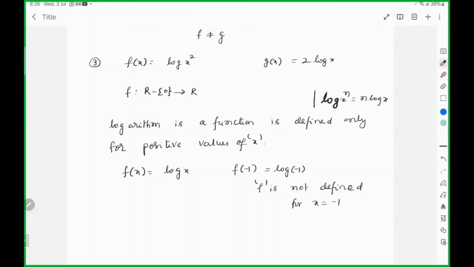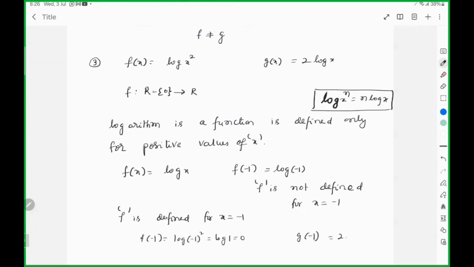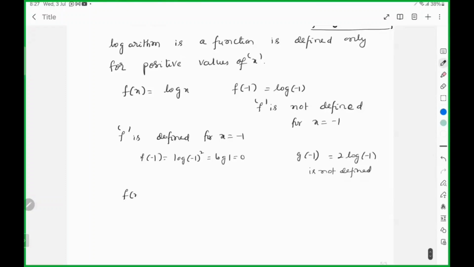Even though based on this formula they are the same, the first function f is defined for minus 1 and log 1 has a value 0. But g of minus 1, if you take, is not defined. Even though they are defined in the same manner, still f of x and g of x are not equal.